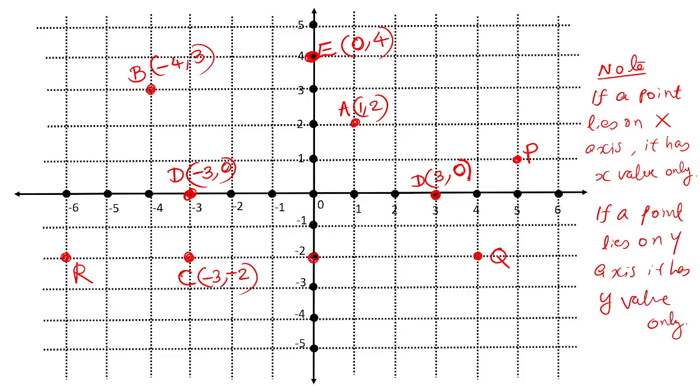One more example. Here there is a point F. What are the coordinates? This point lying on y-axis, it has only y value. X value is taken as 0. Y value is -2. Is it okay? Clear? You understood?